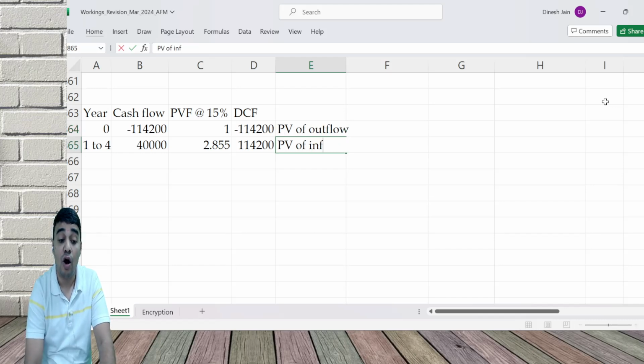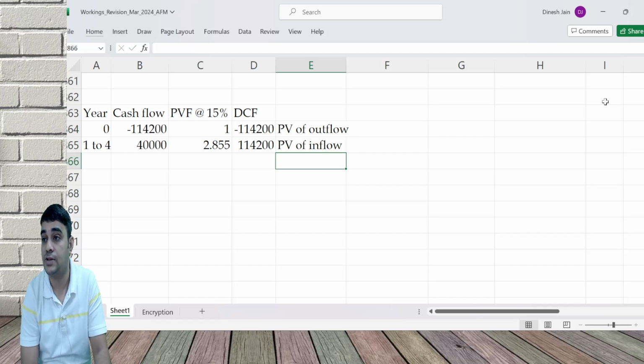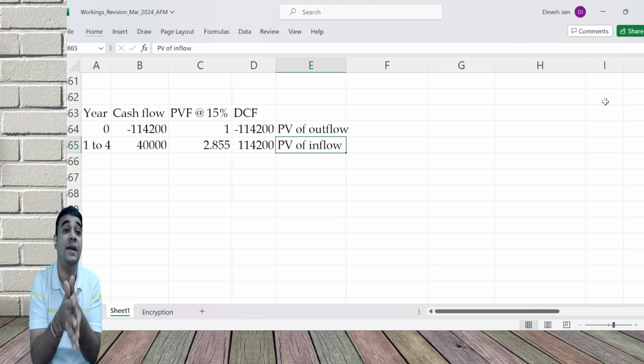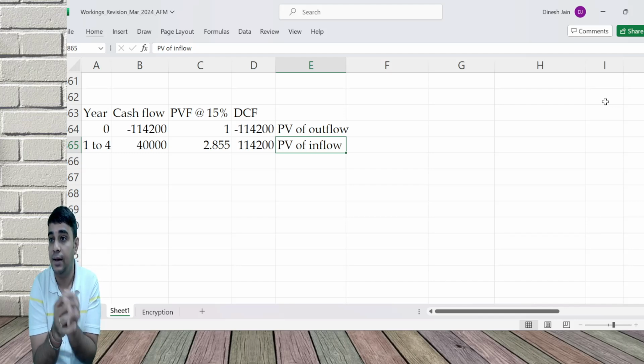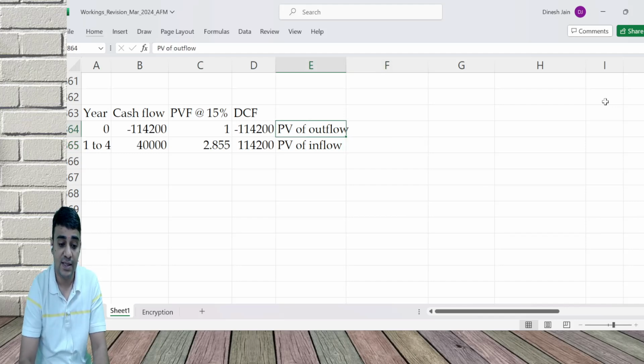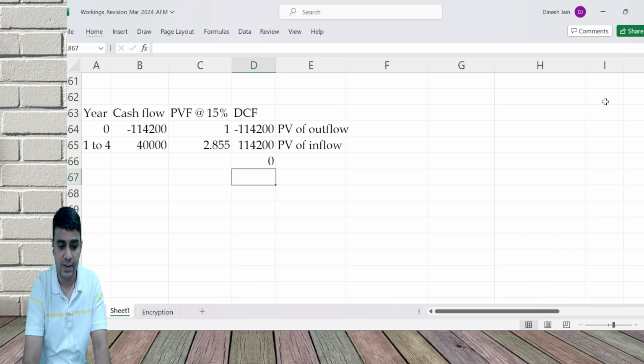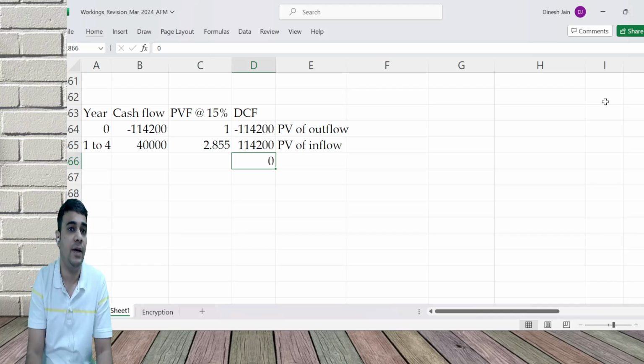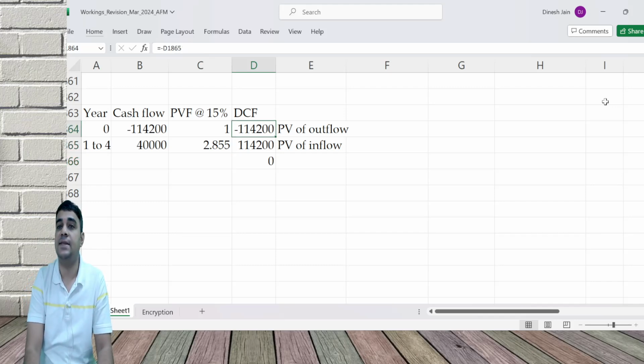This is not PV of inflow technically. Why is this not PV of inflow? Because this was done at 15%, whereas the cost of capital can be 18, 20, 12, 5, 4. It can be anything. Is this right? Why am I saying this is right? Because at IRR, my NPV is going to be 0. So indirectly the balancing figure is negative 114,200.